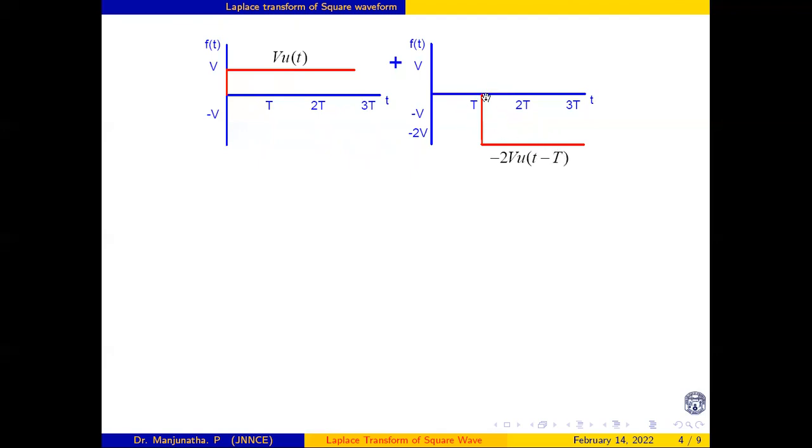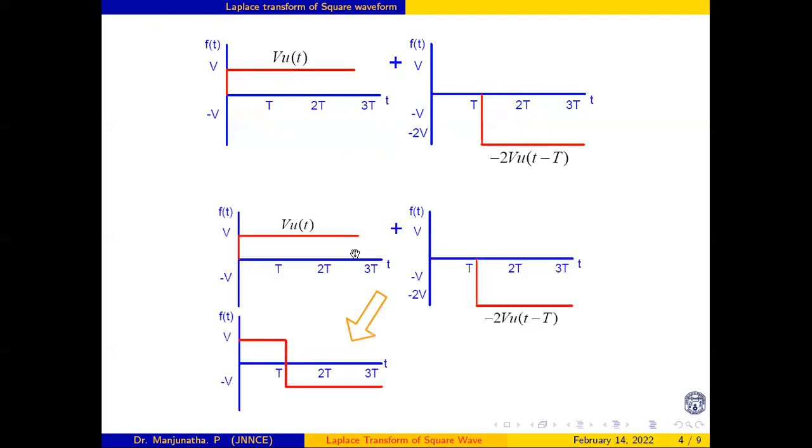So I introduce this unit step function at time T. When I add these two, the resultant waveform looks like this. At this point, it goes on increasing, so I'm introducing a minus 2V at T. When I add at this point, V and minus 2V.